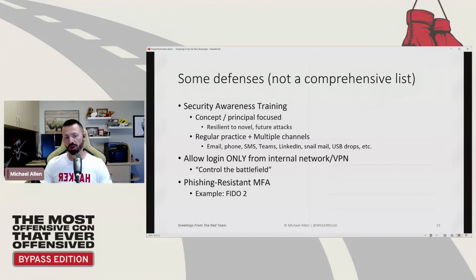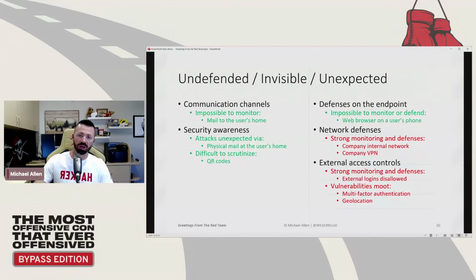Number two, allow login only from the internal network or VPN. That way, any device someone's going to log in from has to be connected to the VPN or on the internal network. That's one way that defenders can take back some control of the battlefield. This is the same slide from earlier, where most of this was green and the last one was orange or yellow. Now, by only allowing login from the internal network or VPN, we've added an external access control. So now there's an additional bullet here: strong monitoring defenses, external logins disallowed. That's because we have forced the attackers back onto the internal network.